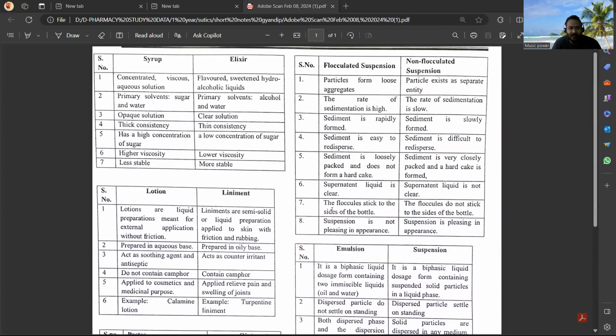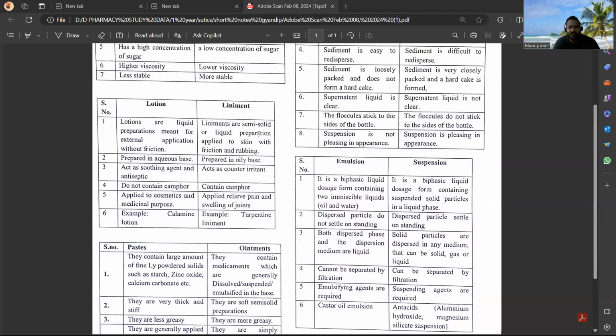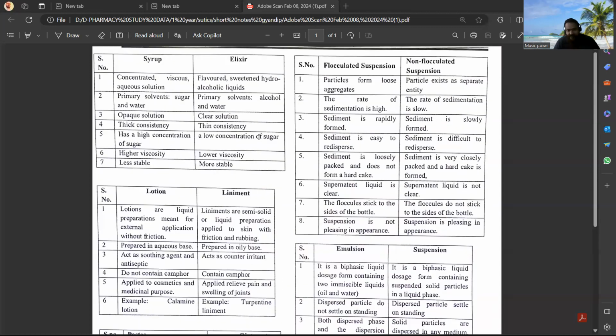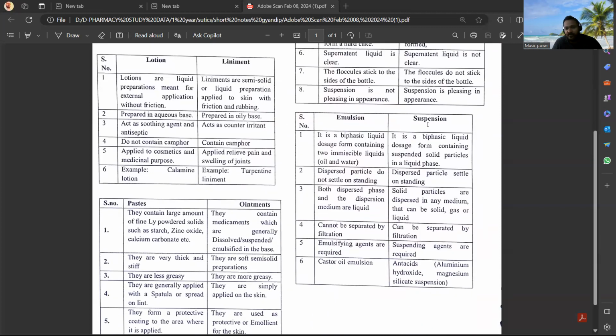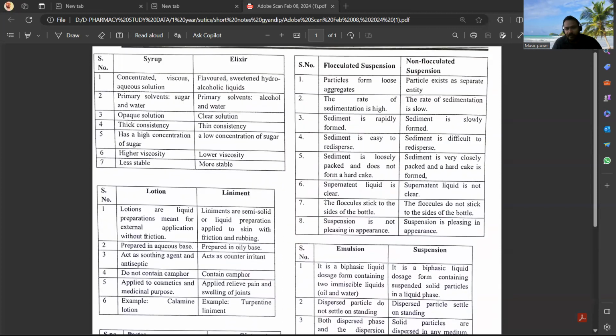So here we have discussed differences between syrup and elixirs, lotion and liniments, paste and ointments, flocculated and non-flocculated suspension, and emulsion and suspensions. So these differences are so much important. You make notes and read it. Next class, I will take your oral test.